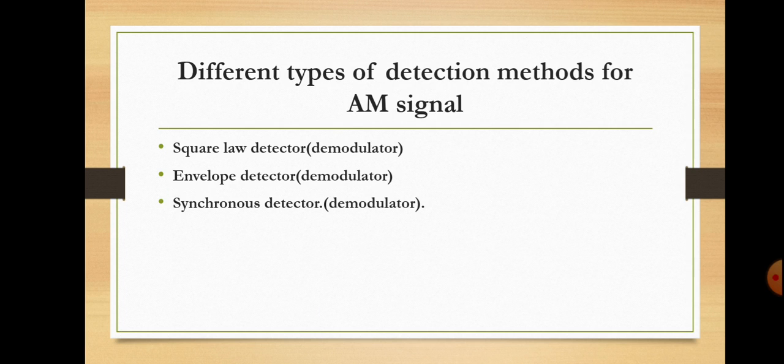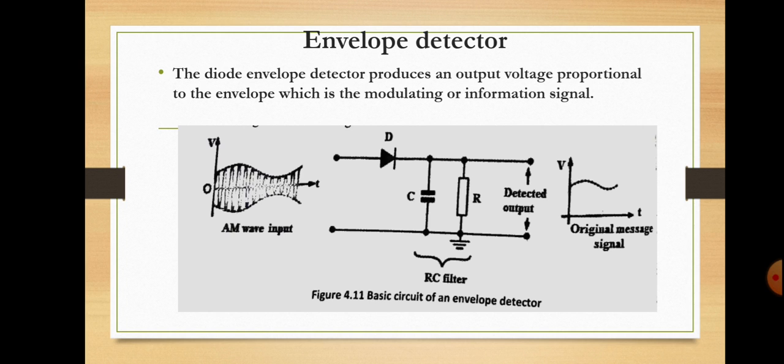So there are different types of detection methods for AM signal. Square law detector or demodulator will be there. Envelope detector or envelope demodulator will be there. Synchronous detector or synchronous demodulator will be there. Here we will discuss the envelope detector. So let us see the envelope detector.